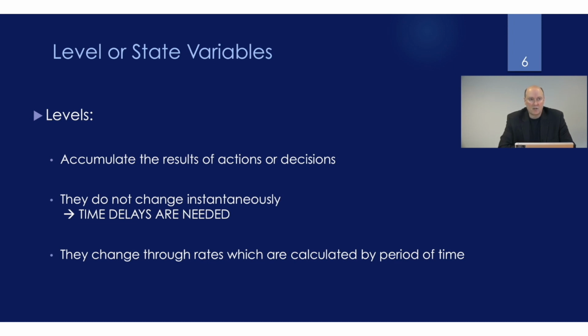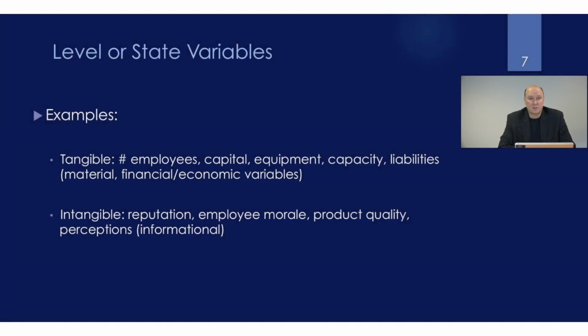Some examples of level variables that you may think about. For example, at any point in time, when you're looking at a system, you will have at times tangibles and intangibles. For example, you'll have the number of employees that belong to an organization, the capital, the equipment, the capacity, and the liabilities, which can be measured in any kind of units, such as informational units, material, financial, economic type measurement units.